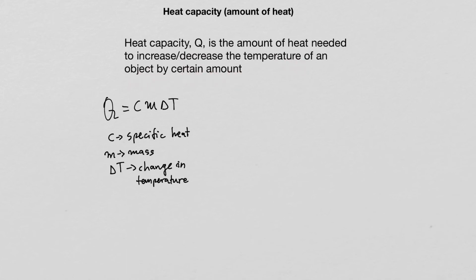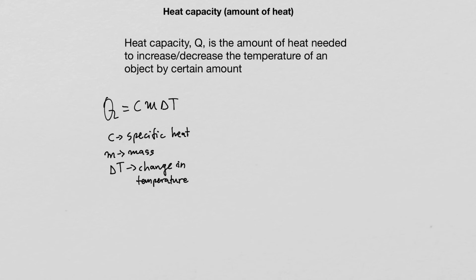The heat capacity Q is equal to this coefficient C, which is known as specific heat, times the mass of the object, times the change in temperature that we are looking for. Now, as you can see, the amount of heat that is necessary for the same change in temperature will depend on the mass of the object.